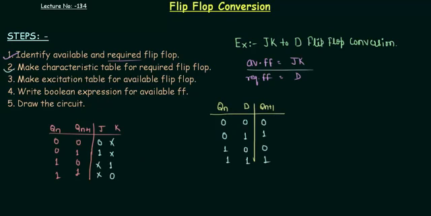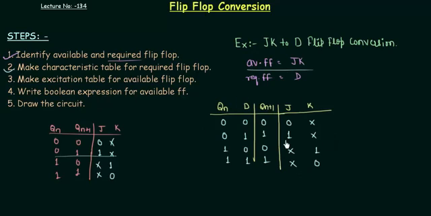So let's extend this table and write here JK. Now when Qn is 0 and Qn plus 1 is 0, you can see J is 0, K is don't care. So 0 and don't care. When Qn is 0, Qn plus 1 is 1, in this case J is 1, K is don't care. So 1 and then don't care. Similarly when Qn is 1, Qn plus 1 is 0, J is don't care and K is 1. In this case, so don't care and 1, and the last case is don't care and 0.